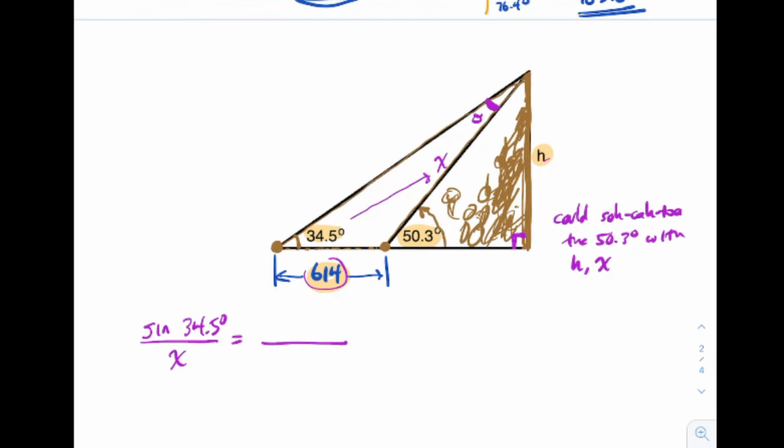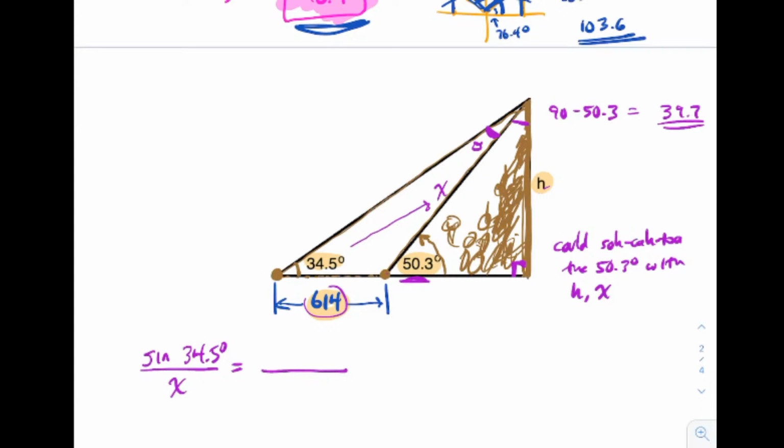The breakthrough comes when you realize you got two triangles and you can play with both, one at a time, right? So if I look at the triangle on the right here, if this is 50.3 degrees, then this has to be 90 take away 50.3 degrees. Remember, the two acute angles of a right triangle must add up to 90. So if that's 50.3, this other one must be, what would that be, 39.7? Yeah.